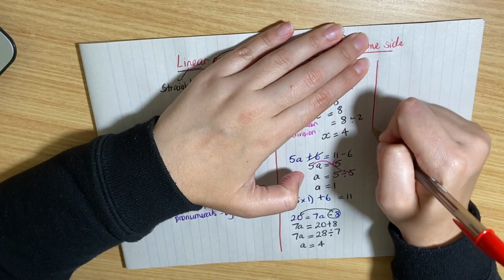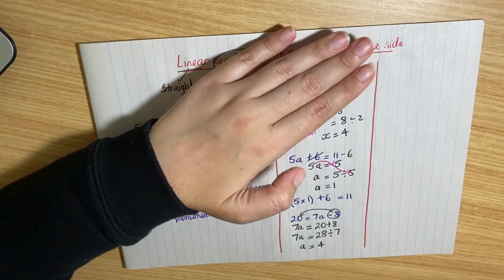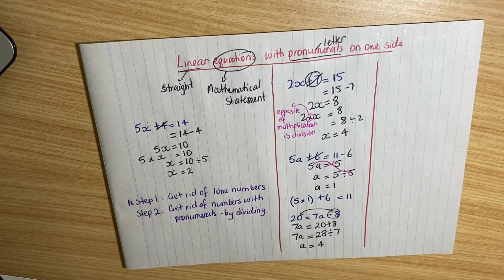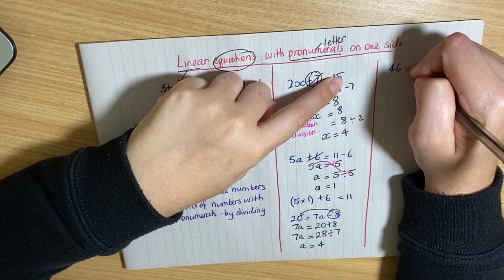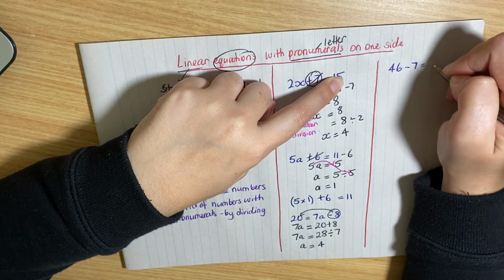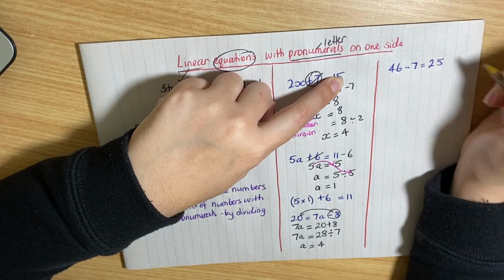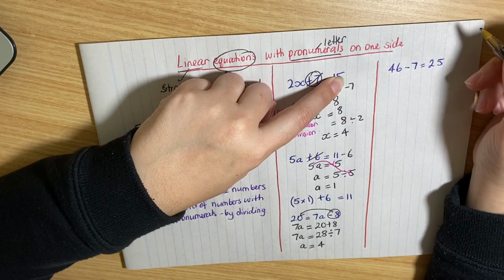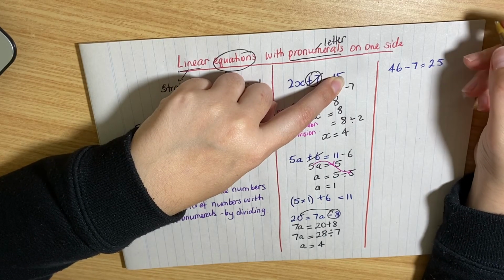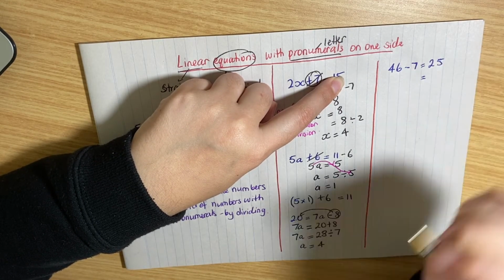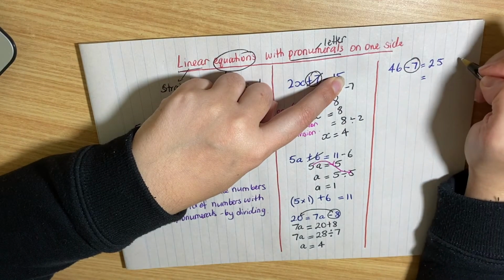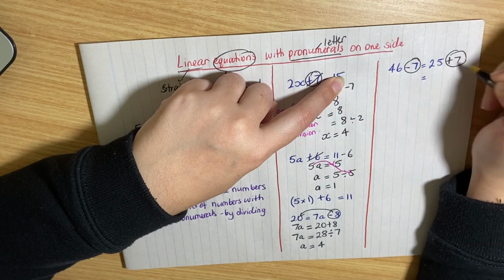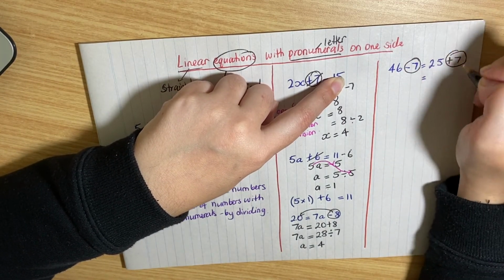Getting a bit excited with my pen here. Let's do another example together. Guys, I want to do another subtraction with you. So I'm going to go 4b minus 7 equals 25. Okay, so 4b minus 7 equals 25. All right, so what I'm going to do is use a different colored pen here. So if it's minus here, it's going to be plus 7 here. All right, and so 25 plus 7 is 32.